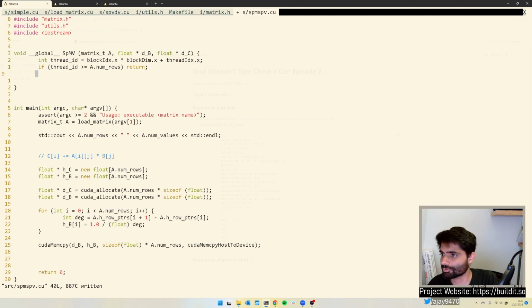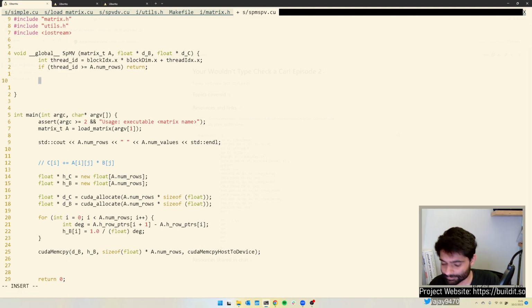Actually, no, we can't do this. Sorry, hold on. We are going to iterate the rows of the matrix, then compute the value and store it. We're going to iterate the non-zeros in a particular row and store the output. So let's say int row ID equals thread ID.